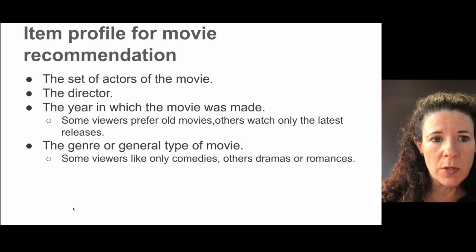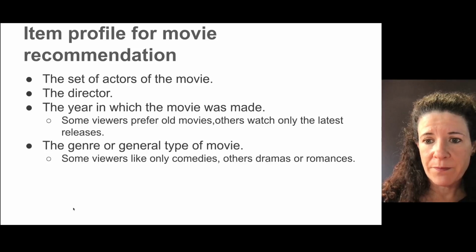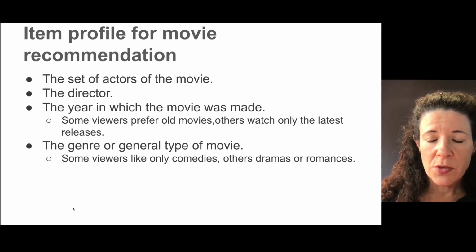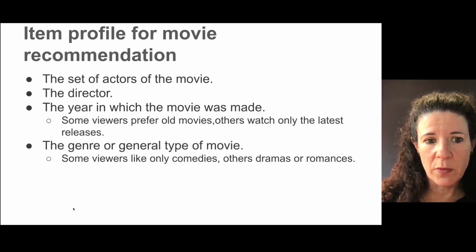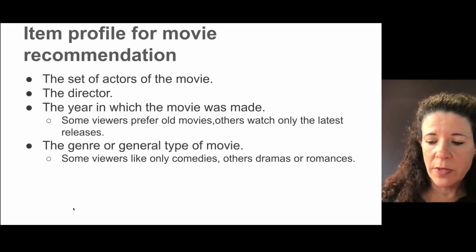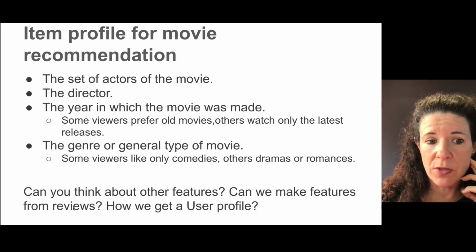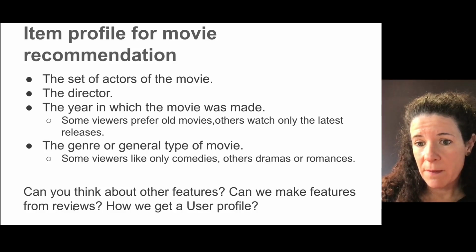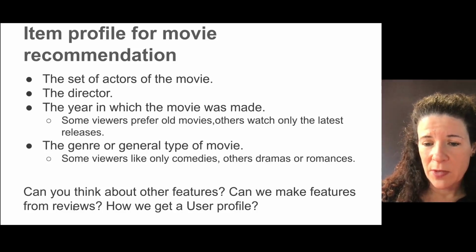So let's now pivot and talk about, for example, how we compute the profile of a movie for a movie recommendation system. A movie has a lot of different things we can talk about. We can talk about the actors in the movie, the director, the year the movie was made, the genre of the movie. What about other features? Can we make features from reviews? How can we get a user profile? Can we get features from the video itself of the movie? Well, all of that can be done, right?